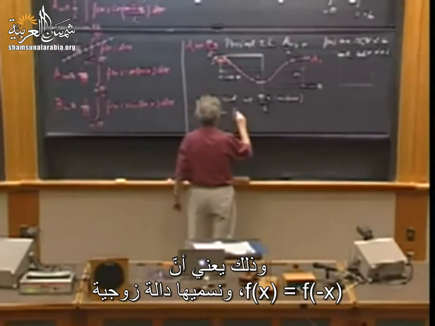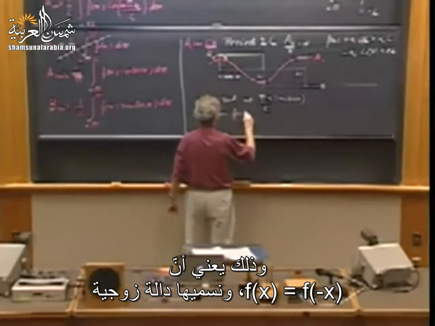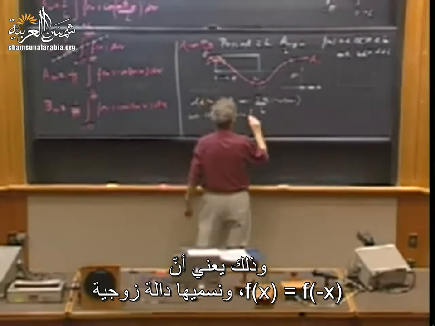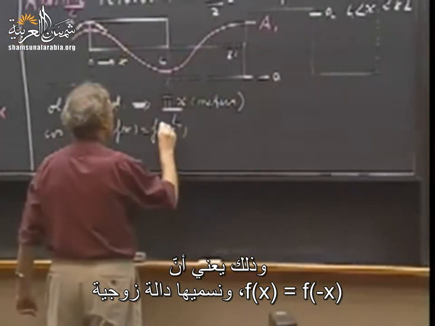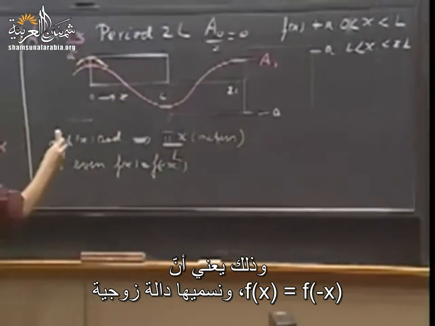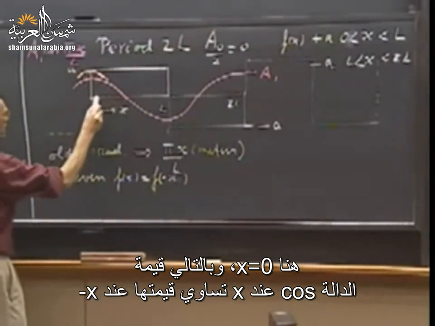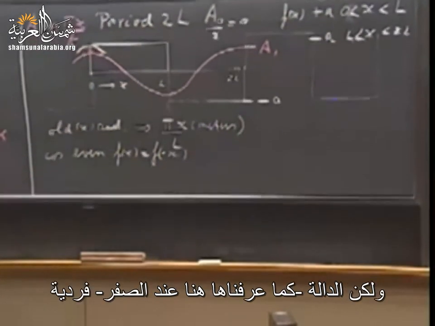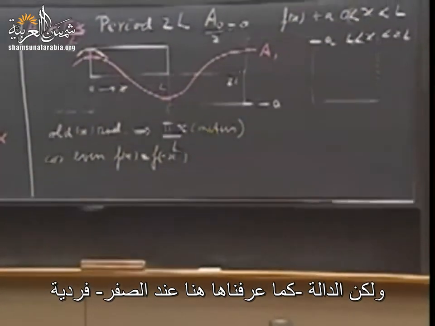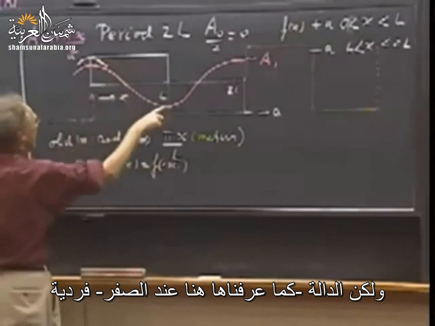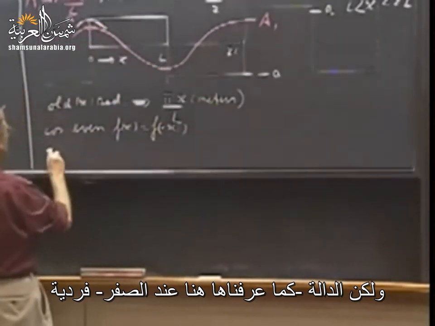That means that the function of x is the same as the function of minus x. We call that an even function. Here x is 0. A cosine function of x has exactly the same value as at minus x. But our function is odd. Our function, the way we defined it, 0 here, is odd.